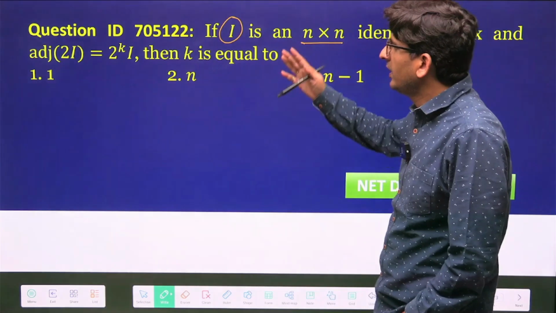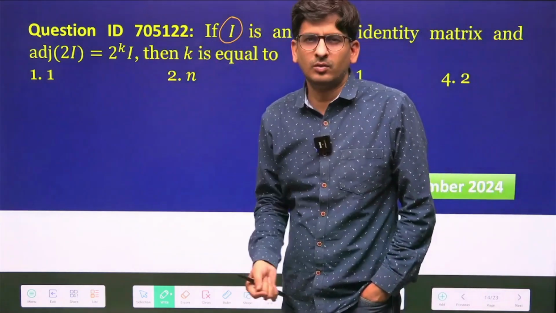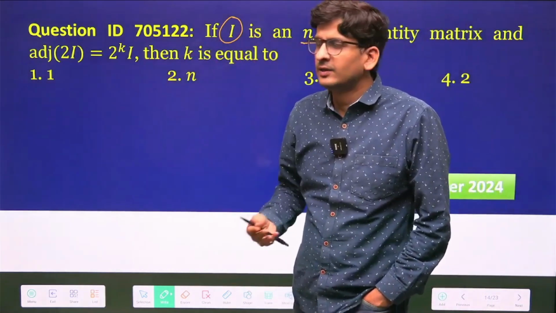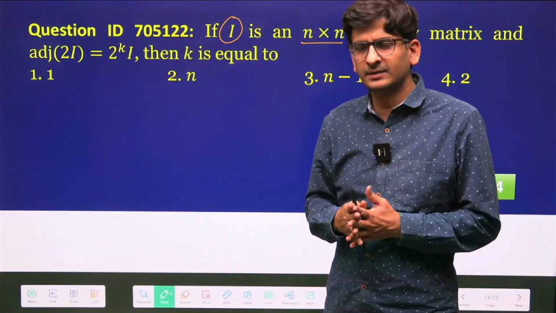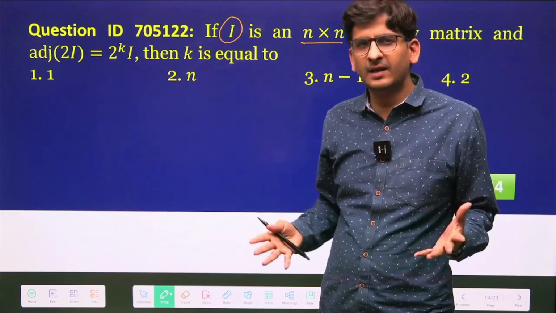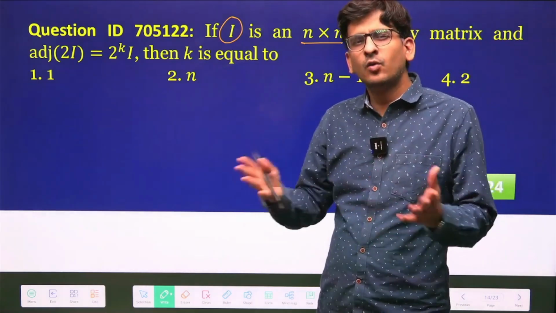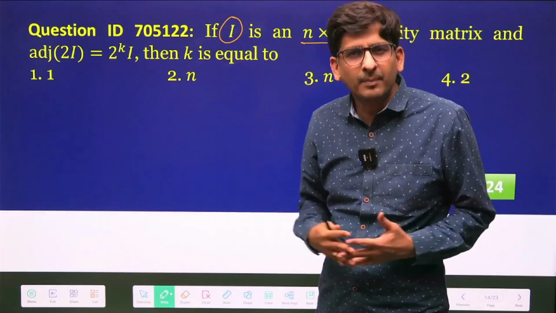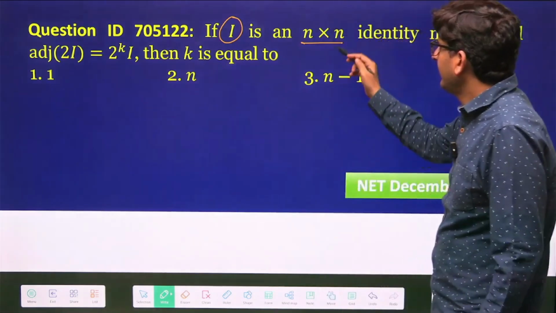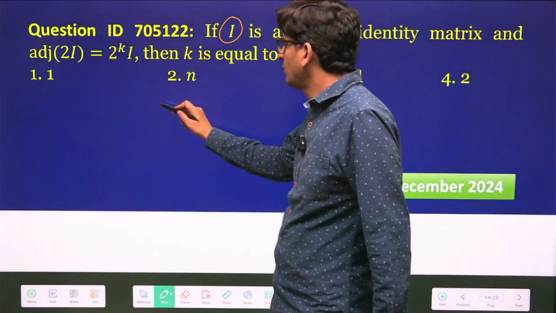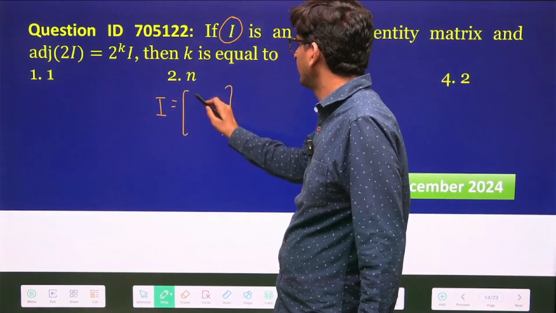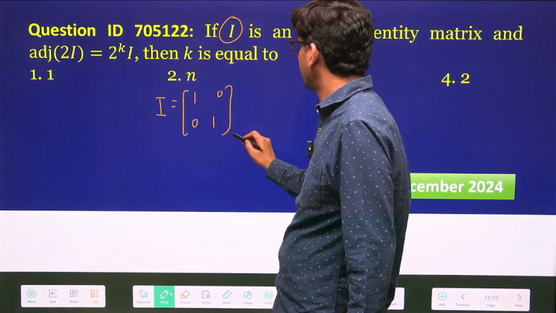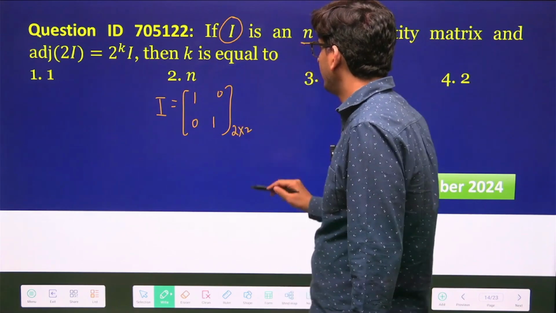So suppose in general you don't know how to do it. I have told you many times, and we have done many problems in class, that if something in general has been asked, you can rule out the options by taking a particular case. So I can take this n cross n as a 2 cross 2 identity matrix. What is the 2 cross 2 identity matrix? It is [1 0; 0 1].